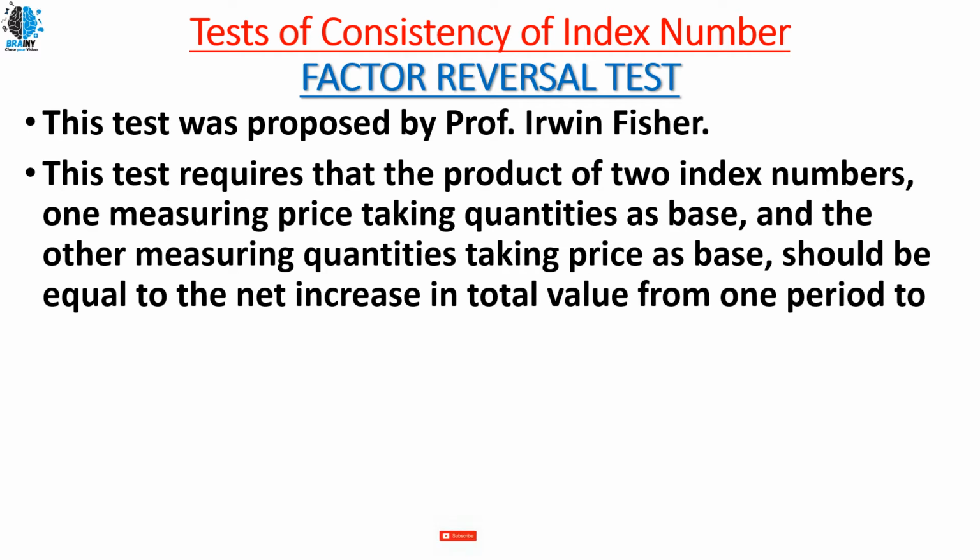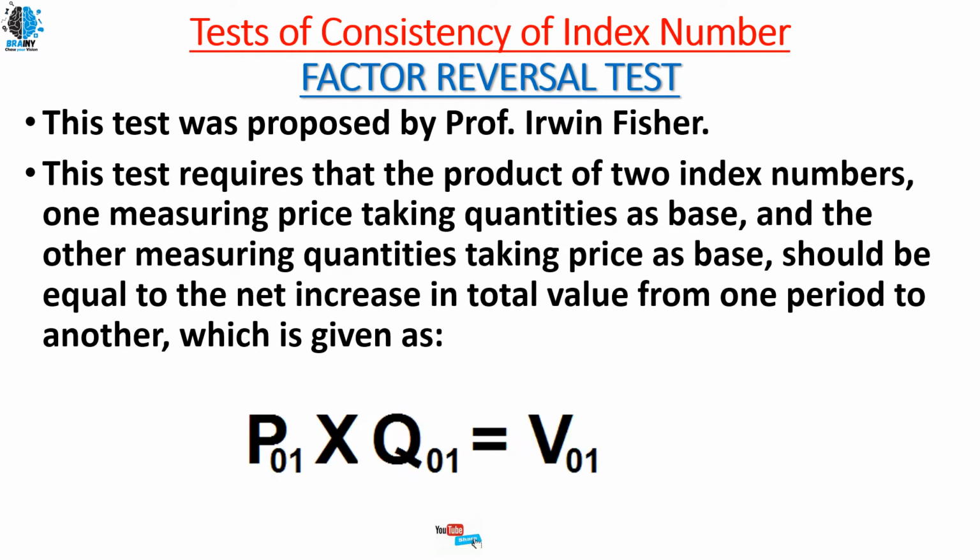the net increase in total value from one period to another, which is given as P01, the price index of current year based on base year, into Q01, the quantity index of current year based on base year, is equal to V01, the value index of current year based on base year. So how to read this? P01 into Q01 is equal to V01.